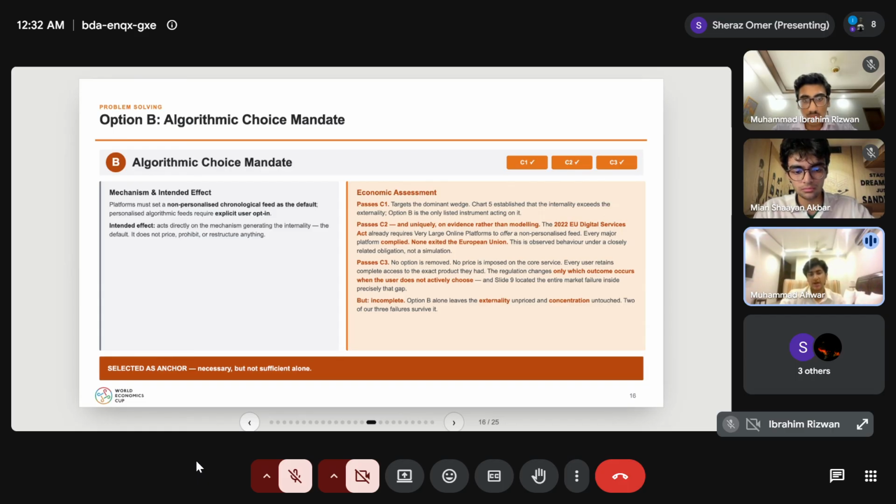This rests on the default effect, a well documented finding in behavioral economics. Thaler and Sunstein described this approach as libertarian paternalism, where no option is removed but the outcome for non-choosers changes. Madrian and Shea found that switching 401(k) enrollment from opt-in to opt-out substantially increased participation. Johnson and Goldstein found the same pattern in organ donation registries.